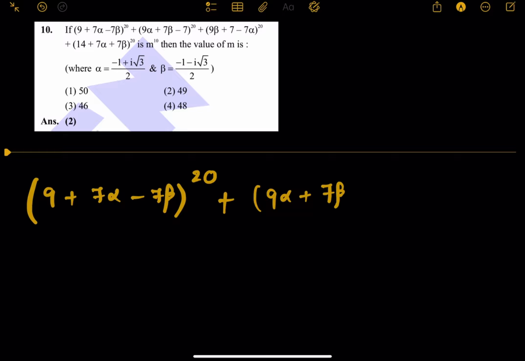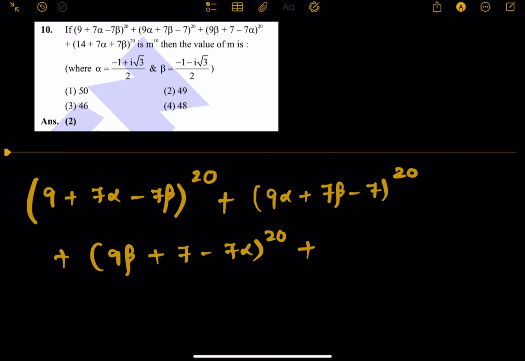Okay. So you have to find out the value of (9 + 7α − 7β)^20. There is a high chance that you will get overwhelmed or maybe scared seeing the huge expressions given in the question, and maybe most people might end up leaving this question altogether, or solving it incorrectly, or starting to solve it and leaving it in the middle, and that would have killed the time of many people. All right.